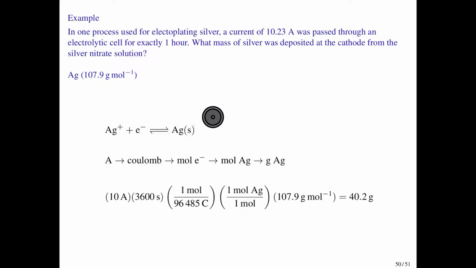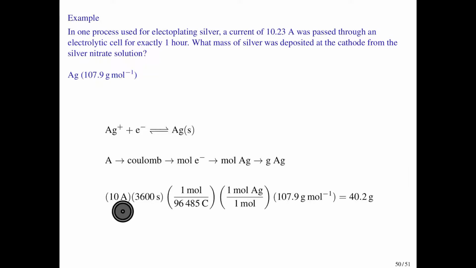So here is the half reaction of interest. You've got the silver nitrate solution, and the silver is being deposited as silver solid. We are being asked to convert the current to charge, then from charge to moles of electrons, then from moles of electrons to moles of silver, and then we can convert to grams of silver.